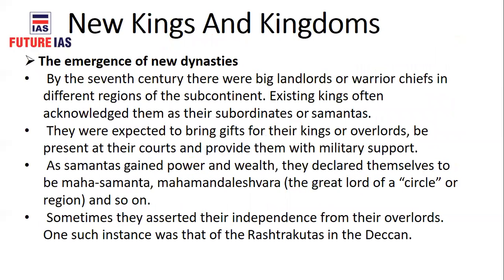All right, let's understand the new chapter that is called New Kings and Kingdoms. As I told you, there was an emergence of new dynasties. For example, by the 7th century, I told you that people started reorganizing themselves into different groups. Some started recognizing themselves as Rajputs. Some started organizing themselves as peasants. Some started organizing as big landlords or warrior chiefs, in the different regions of the subcontinent.